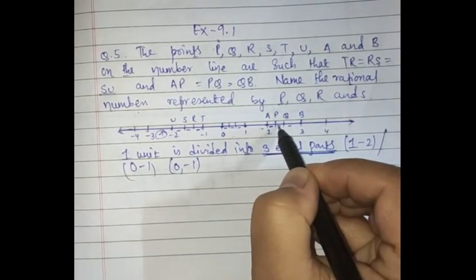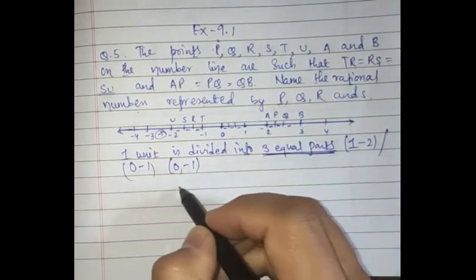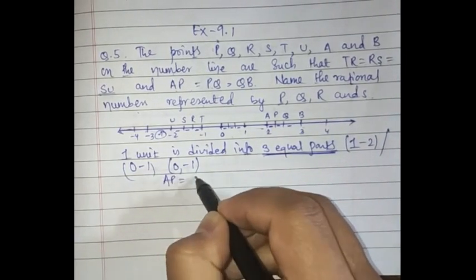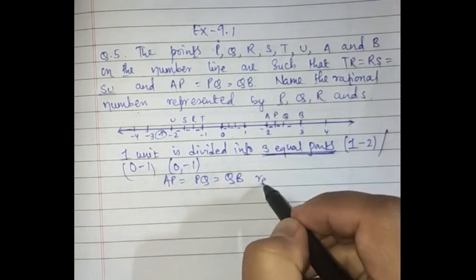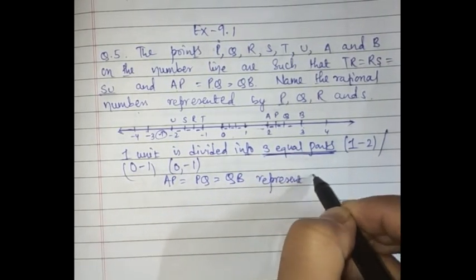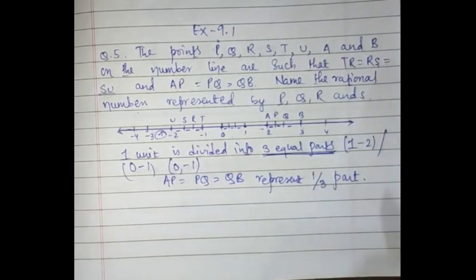I hope you have clear. It is divided into 3 parts, from 2 to 3. So we can write that AP is equal to PQ is equal to QB. It is given in the question, which represents 1 by 3 part, isn't it? It is representing 1 by 3 part.